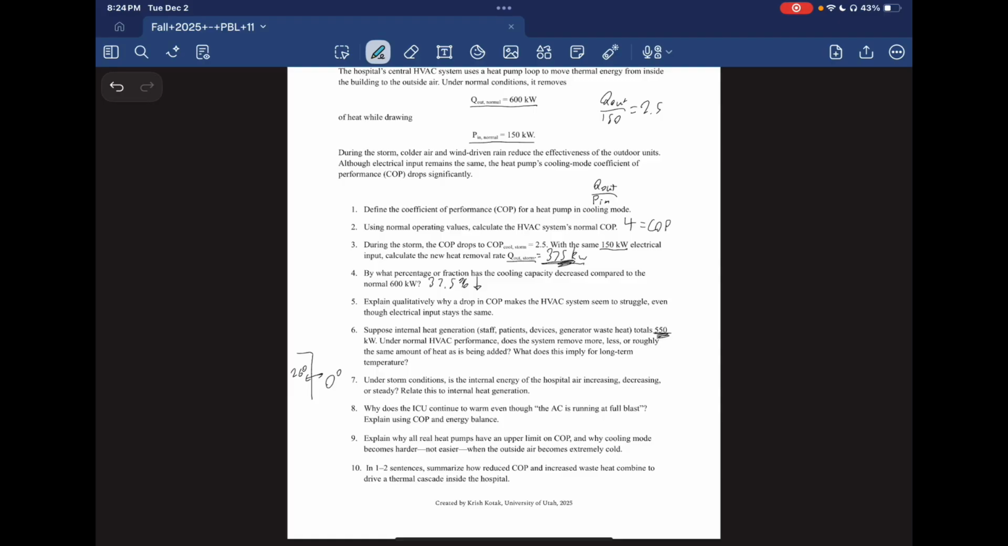And then summarize how reduced COP and increased waste heat combine to drive a thermal cascade in the hospital. I think that's pretty much just summing everything up. We found earlier that the total heat in the system is increasing, and from this problem, we see that the reduced COP is removing even less energy from the system. And so energy in the system is increasing over time, and everything is just getting hotter.